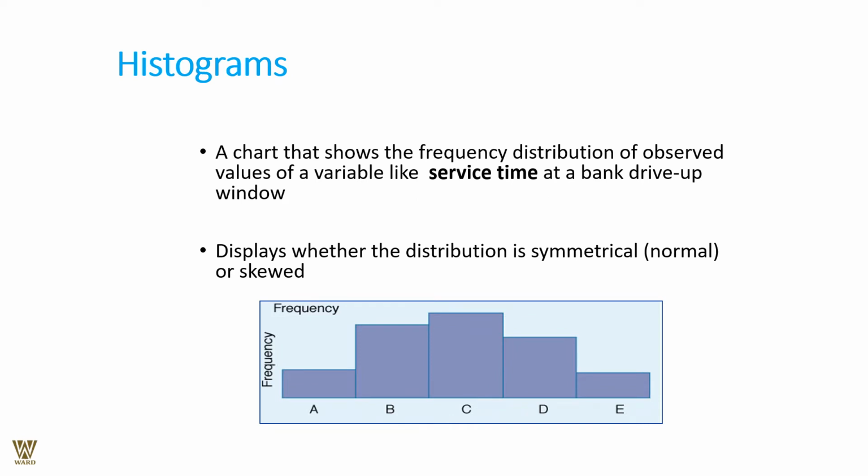Yes, we move to histograms, a chart that shows the frequency distribution of observed values of a variable like service time, let's say at the bank window, bank drive-up windows. It displays whether the distribution is symmetrical or not symmetrical, or it is skewed. This is what we will be looking out for.